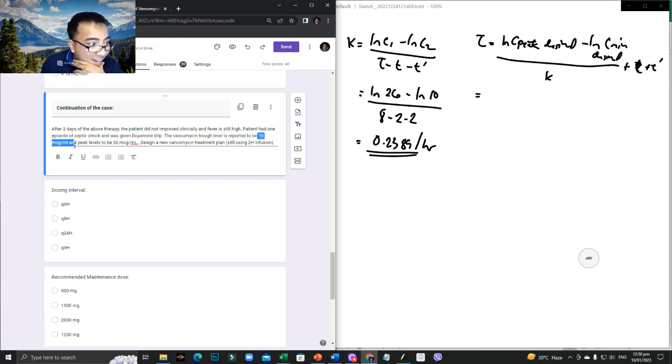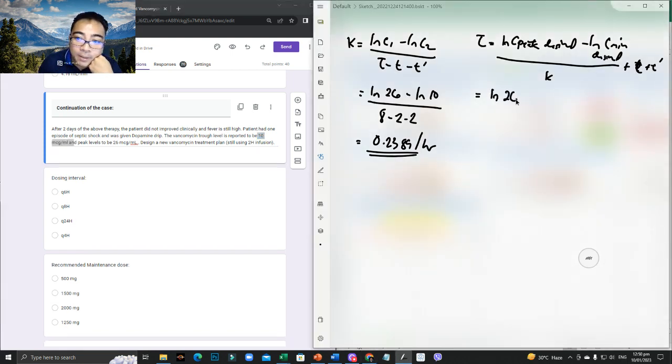Kaya ang lalabas talaga dyan, class, 8 pa rin, kasi yun ang ginamit mo nung umpisa. So, kung ginamit mo yung actual C peak and C trough, ibibigay lang sa'yo yung ginamit na dosing interval doon. So, for this one, class, that's ln 26 minus ln 18 dapat. Hindi siya dapat 10. Again, karamihan sa inyo ginamit is 10, ginamit yung actual. But it should have been the desired, yung desired natin for complicated infections.